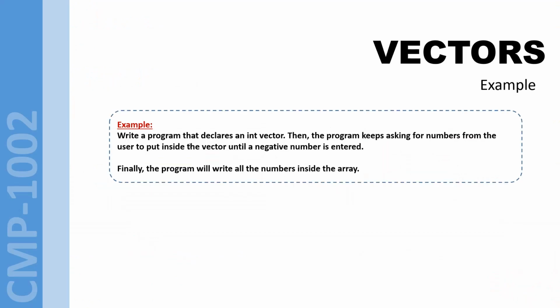Okay. Another example. Here it says write a program that declares an int vector. Then the program keeps asking for numbers from the user to put inside the vector until a negative number is entered. Alright, so there's going to be a while loop here, not a for loop. Then, finally, the program will write all the numbers inside the array. Okay, no averaging calculation here.